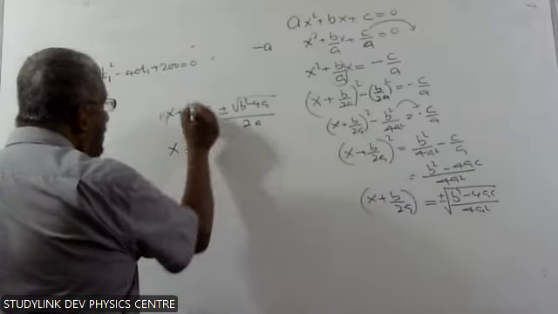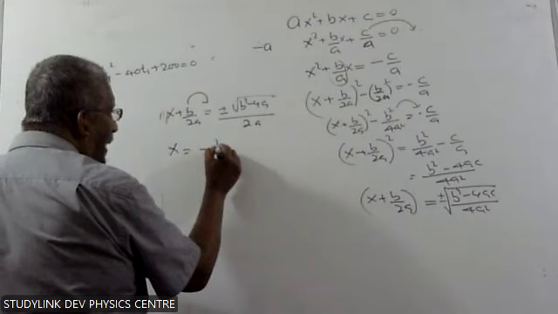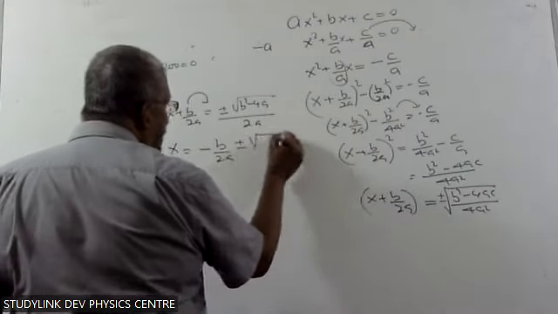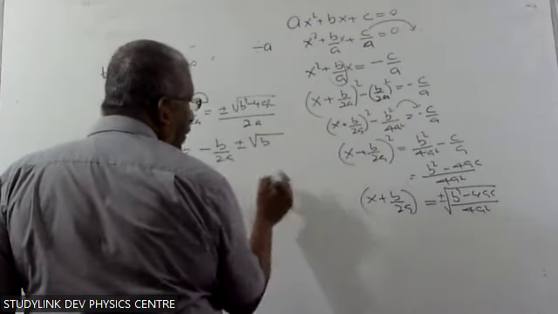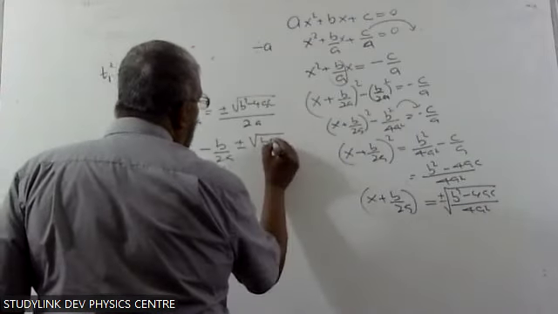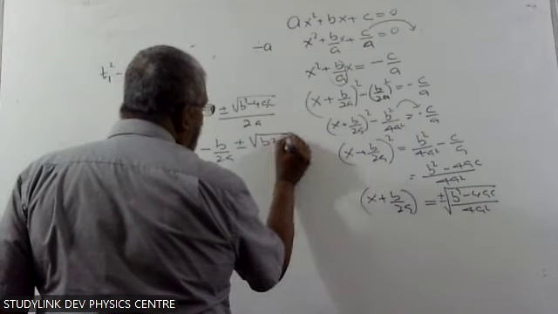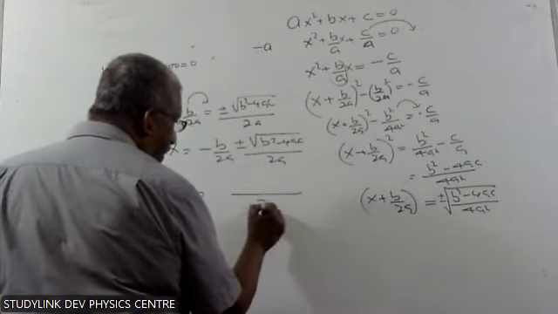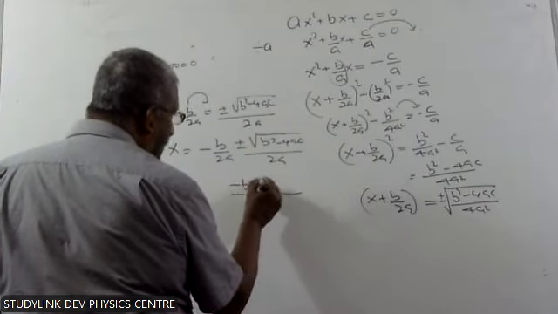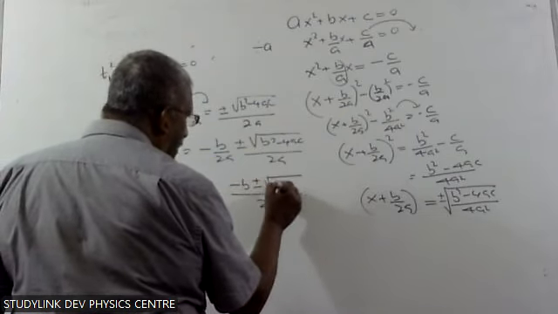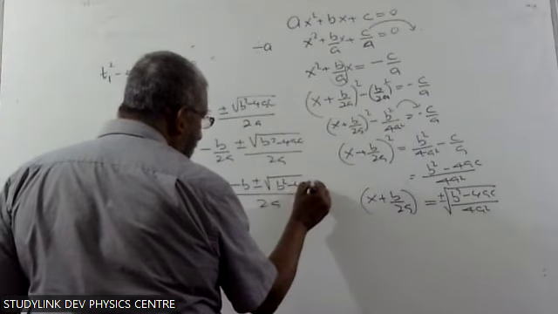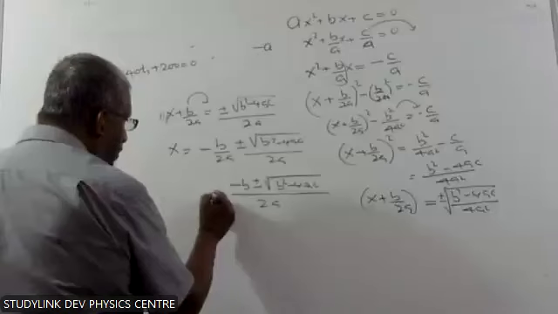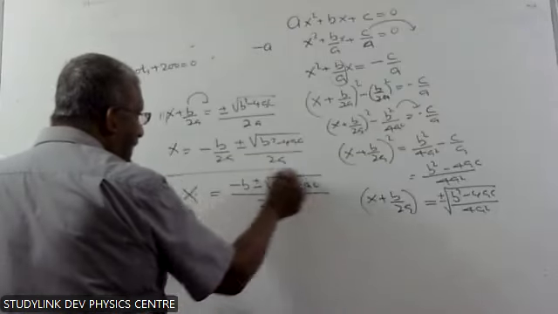Then x is equal to, this is taken to the other side, minus b over 2a plus or minus the square root of b squared minus 4ac divided by 2a. Now 2a is common, then minus b plus or minus the square root of b squared minus 4ac, over 2a, is equal to x. This is the equation.